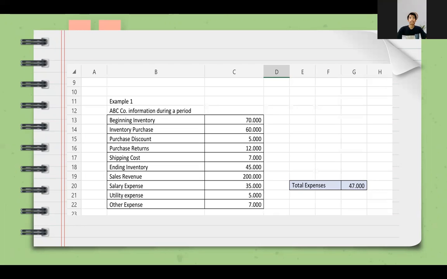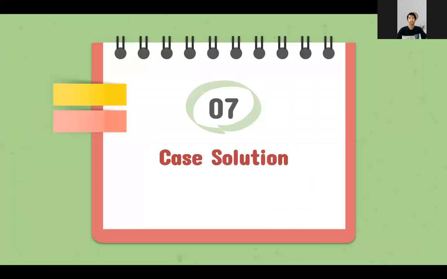So for the next example, I will explain it. Here is IBC company information during a period. The beginning inventory is 70,000, inventory purchase is 60,000, purchase discount 5,000, purchase return is 12,000, shipping cost 7,000, ending inventory 45,000, sales revenue 200,000, salary expense 35,000, utility expense 5,000, and other expense 7,000.